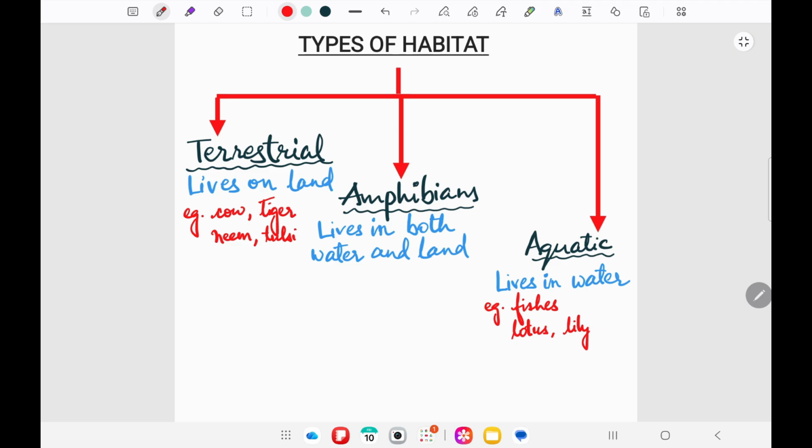Now when we talk about the amphibian animals, they can be frog, toad, crocodile, etc. And the amphibian plants can be water hyacinth, water spinach, etc. Now tell me about these amphibians. They live in both the habitats, right? So how do they do that? Because they have adapted themselves to live in both the habitats.